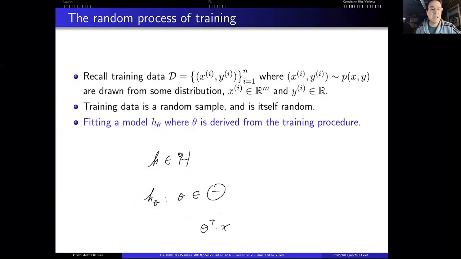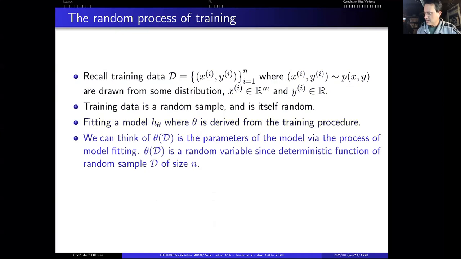We have a machine learning algorithm. This is the algorithm which takes the data and writes the program. And the program, going back to our original picture, is represented by the learned model, which is some value for the vector theta. So therefore, we can think of this itself as a function, theta of d. Theta of d is a function that maps from a data set to a parameter vector.